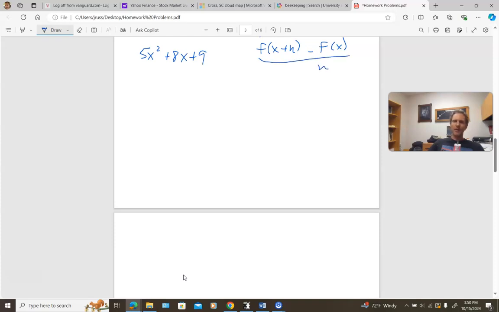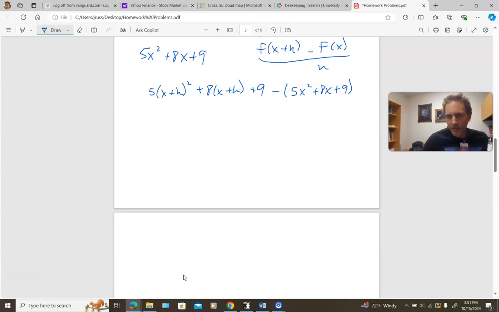All right, so the first part, we've got to plug in the x plus h for these x's. So if I do that, I have 5 times (x plus h) squared plus 8 times (x plus h) plus the 9 minus, and then you've got to keep that second function in parentheses, guys. Remember how crucial this is? And I'll worry about putting it over h in a minute, okay? But for now, I've got some mechanics to do. The first thing I need to do is actually square that x plus h.